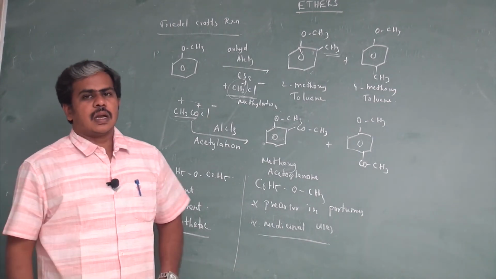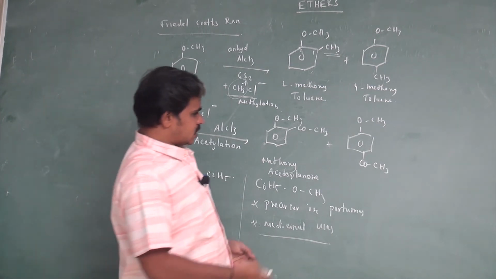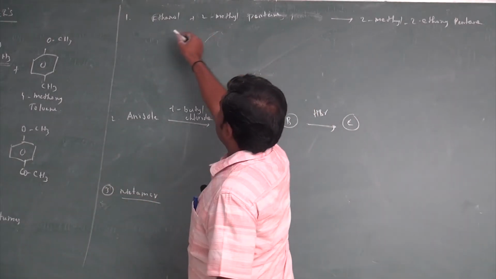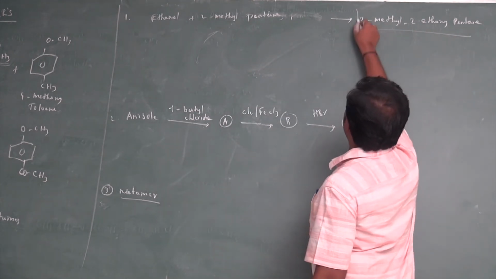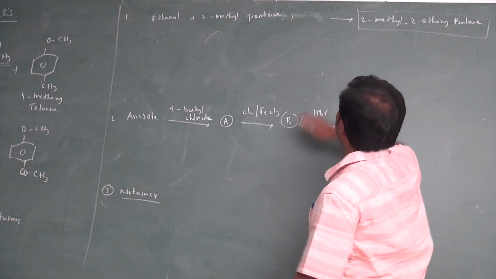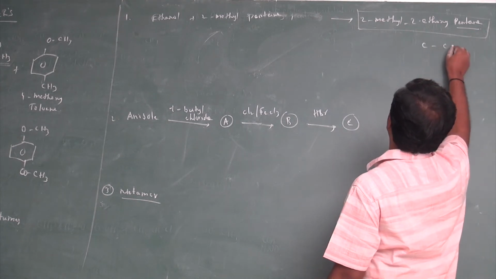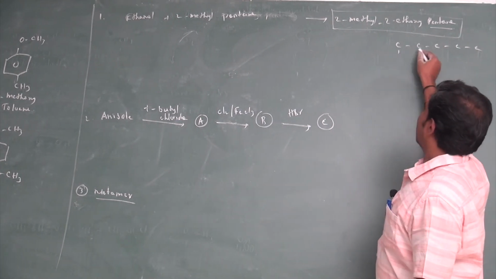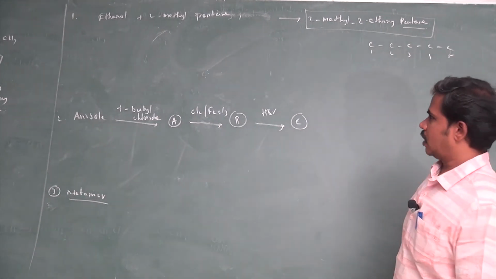Okay. Now, we may take the Williamson synthesis. In some cases, we are taking the Williamson synthesis. Here, prepare this compound from ethanol and 2-methylpentane: 2-methyl-2-ethoxypentane. First, find out the structure. It is pentane. What is pentane? It is 5 carbon. Here give the numbers 1, 2, 3, 4 and 5. So, it is pentane, 5 carbon.